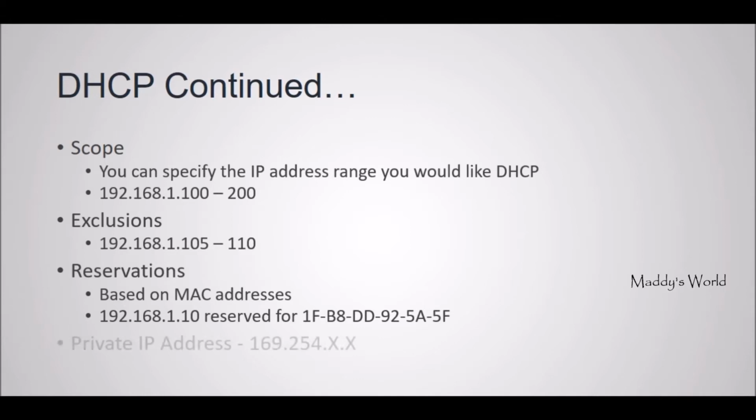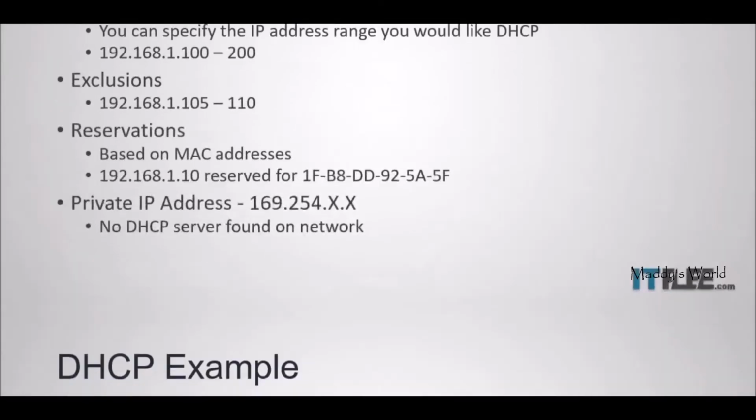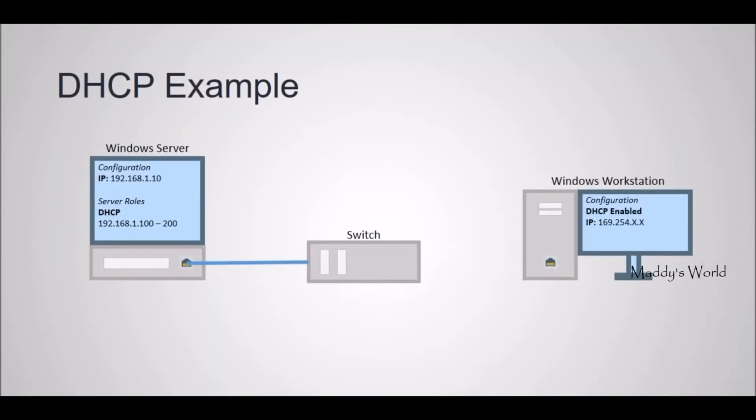If you have a computer that is configured to use DHCP, but it has an IP address starting with 169.254, this is referred to as a private IP address. It means that the computer was unable to find a DHCP server on the network, so it assigned itself that IP address. Now let's take a look at the technical explanation of how DHCP works.